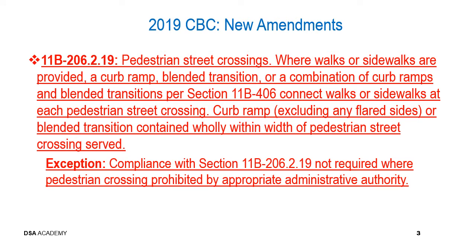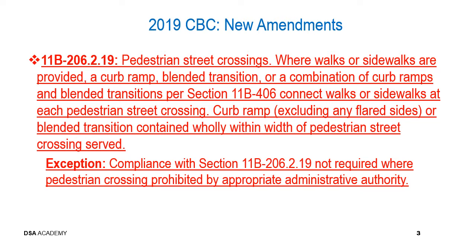With regards to some new amendments, those are indicated here in Chapter 11B, Section 206.2.19. This relates to pedestrian street crossings. Where walks or sidewalks are provided, a curb ramp, blended transition, or a combination of curb ramps and blended transitions complying with Section 11B-406 shall connect the walks or sidewalks at each pedestrian street crossing. Curb ramp, excluding any flared sides, or blended transition shall be contained wholly within the width of the pedestrian street crossing served. The exception: compliance with this section shall not be required where pedestrian crossing is prohibited by the appropriate administrative authority.